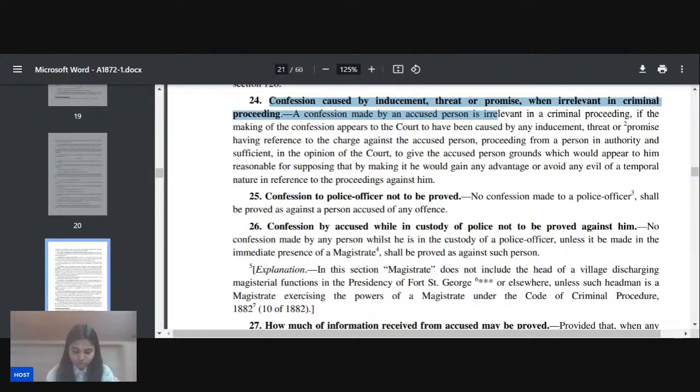Confession by accused while in custody of police not to be proved against him. Now this is talking about the custody, and there is an explanation also where magistrate does not include head of village discharging magisterial functions and all. Again, section 26 is here to prevent abuse of power by police. So any confession made by accused person even in custody of police cannot be proved against him unless it is made in presence of a magistrate. So if he is making it in custody in front of a magistrate, that is allowed, that will be acceptable, but otherwise in police custody it is not admissible, right?